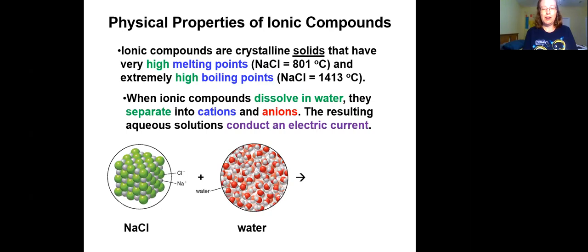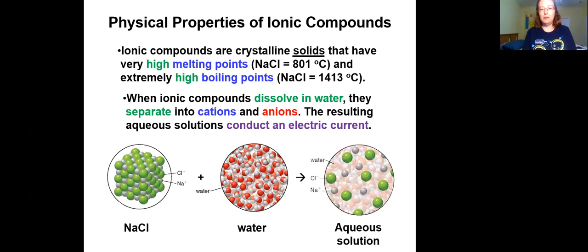My sodium chloride, I put him in water and he breaks apart. We're going to learn this term: dissociates. He breaks apart into sodium ions and chloride ions. And that's just a really cool thing about water, that he's able to wiggle his way in and separate and surround these oppositely charged ions and break them apart when he dissolves them.